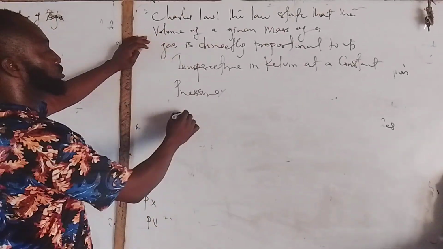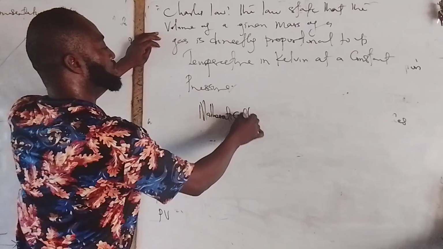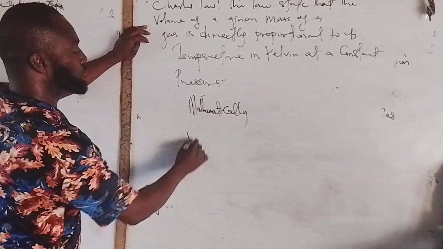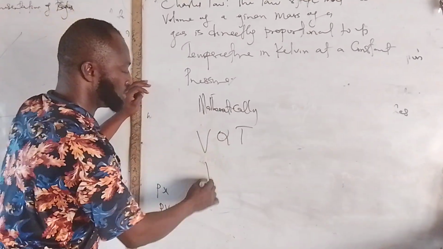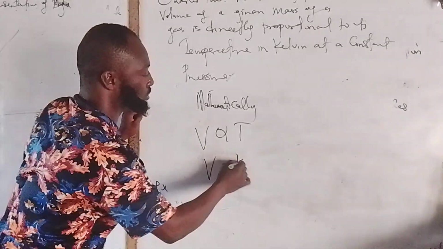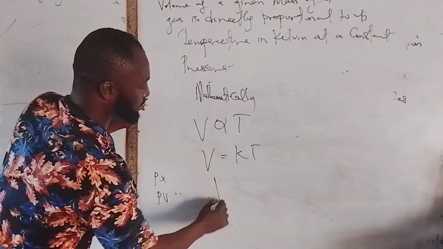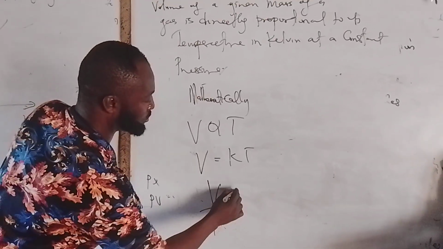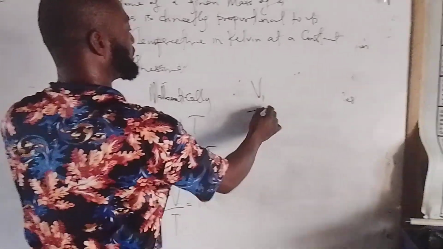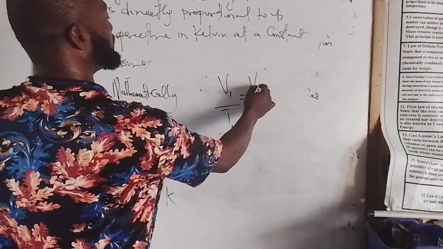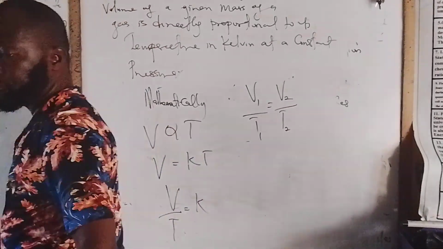Now, we can use mathematics to prove this law. Mathematically, the law says that volume is directly proportional to temperature. And in mathematics, you add a constant. That means that volume is equal to kT. So if you want to make k the subject of the formula, V over T is equal to k. So if V over T is equal to k, it means that when you have V1, T1, you also have V2, T2. This is how Charles' law was proved.